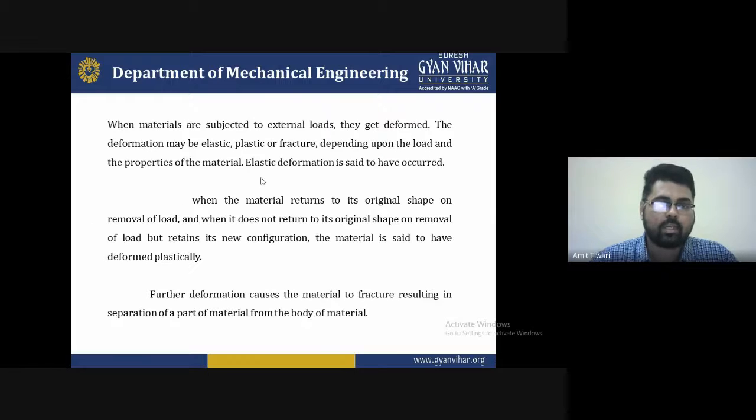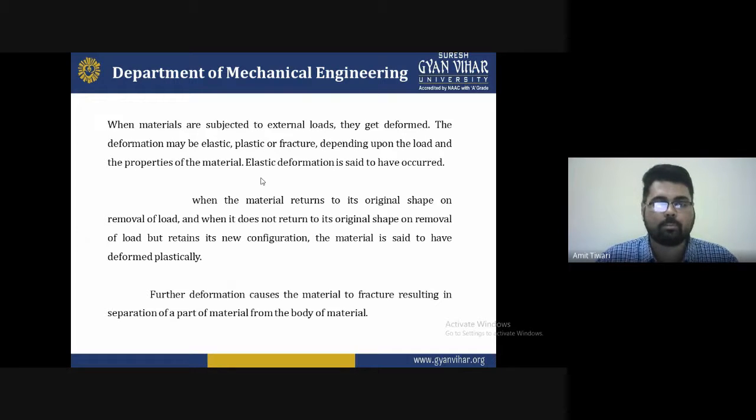So consider this a paragraph on materials: when materials are subject to external load, they get deformed. At the time of the external load, the load is applied on the material and it gets deformed because it does not have too much capacity. It cannot bear too much because the limit is fixed. If you apply a 500 Newton load and the material has the capacity to bear only a 300 Newton load, it easily breaks.